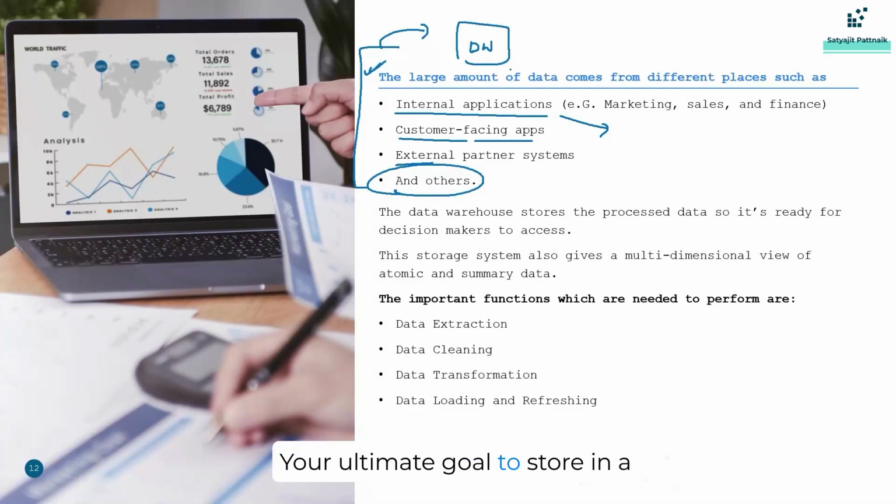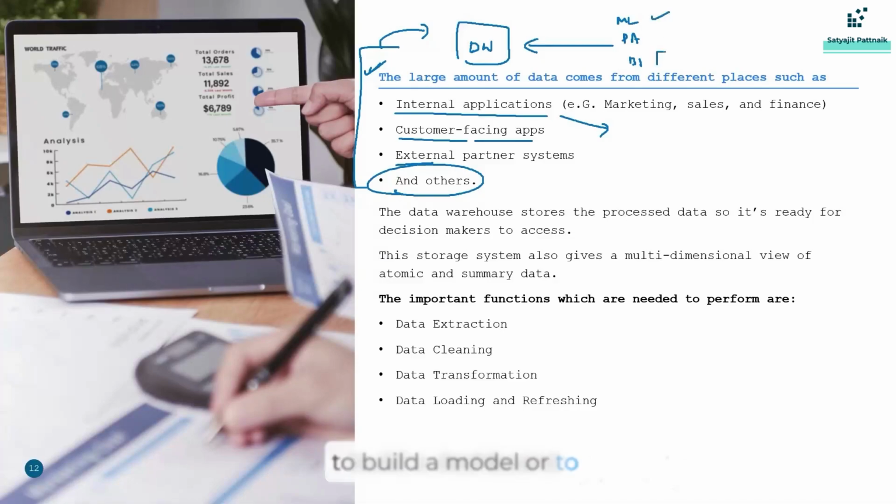Your ultimate goal to store in a data warehouse is that tomorrow, if a machine learning team or the predictive analytics team or the BA team wants to have access to the data, to build a model, or to build a dashboard, you can easily give them access to the data warehouse so that they can have access to all the chunk of the data, perform their analysis, and then perform their next steps. The data warehouse stores the processed data, so it's ready for decision makers to access.